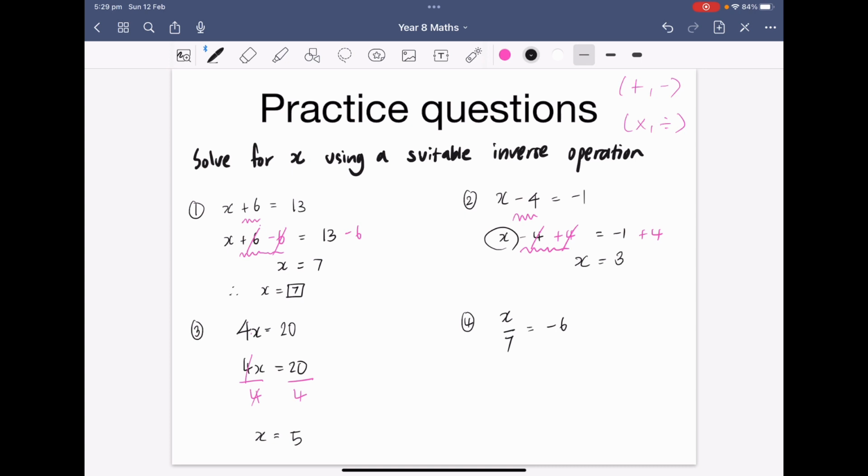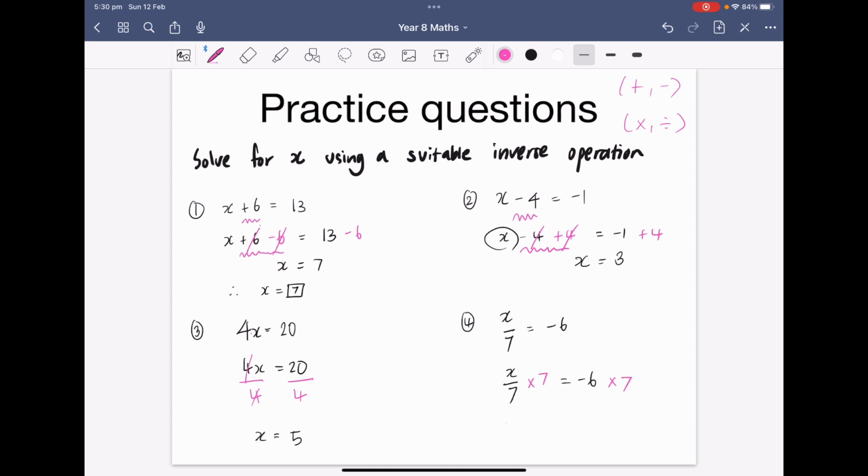x over 7 is equal to negative 6. x over 7 means x divided by 7. What's the inverse of divide by 7? It is times 7. So I will first rewrite the equation that is already given to me and use my inverse on both sides, which was times 7.